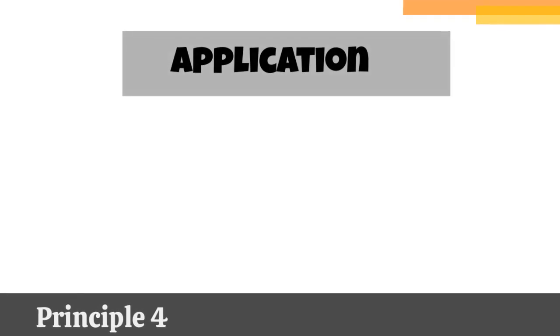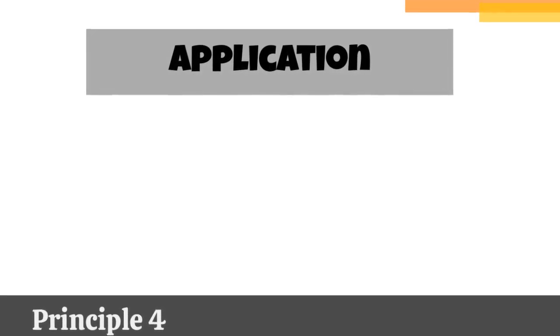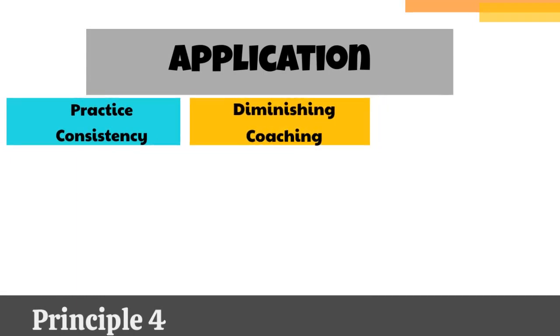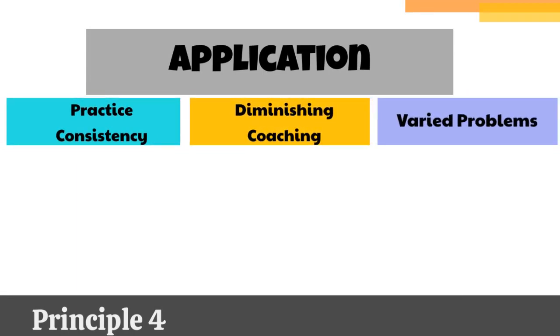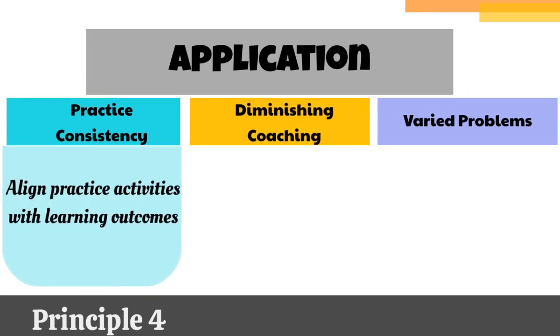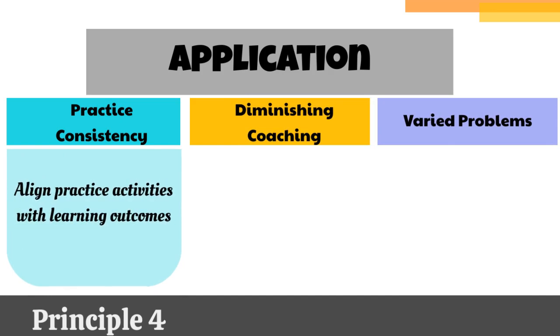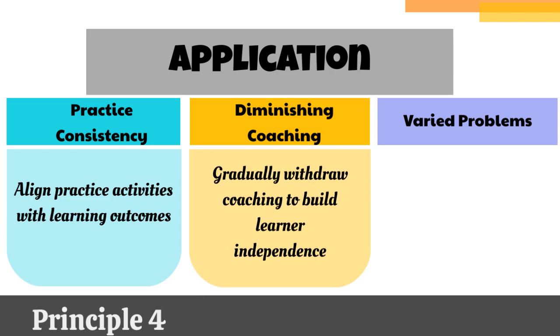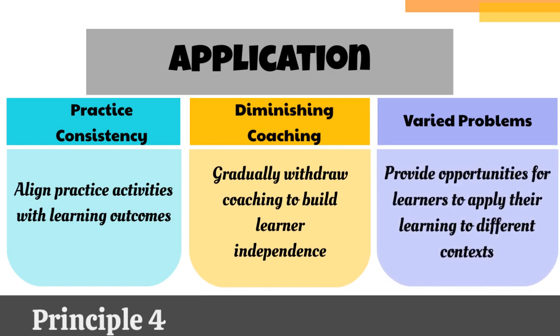Here are the three phases of application: practice consistency, diminishing coaching, and varied problems. In practice consistency, align practice activities with learning outcomes. In diminishing coaching, gradually withdraw coaching to build learners' independence, while in varied problems, provide opportunities for learners to apply their learning to different contexts.